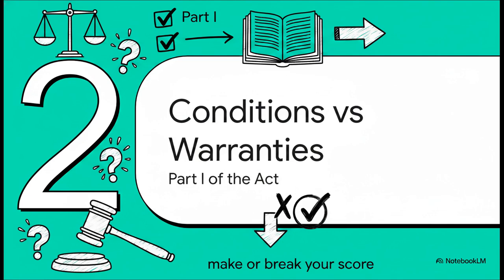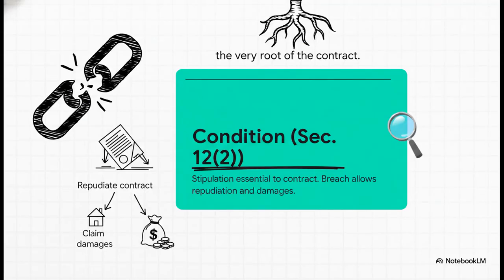Section 2. Conditions versus warranties. Condition, Section 12, subsection 2. A condition is a stipulation essential to the main purpose of the contract. Breach leads to the right to repudiate the contract and claim damages. We are now transitioning into Part I of the statutory framework, so pay close attention. Your accuracy in citing section numbers right here will make or break your score. I want you to take your pen and underline Section 12.2 and the word essential on your exam script.